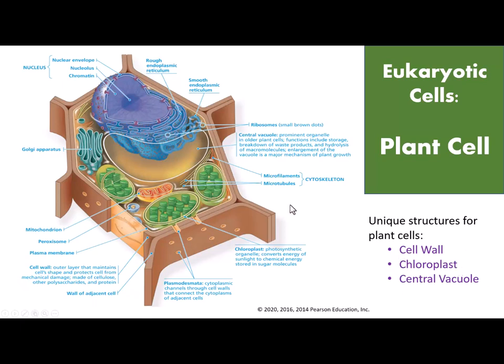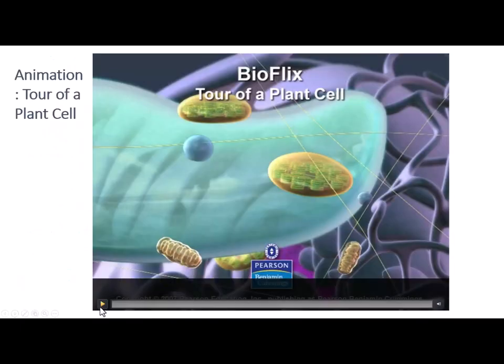But then they do have a lot of similar features with animal cells. The rough endoplasmic reticulum, smooth ER, Golgi, mitochondria. They have the peroxisomes. They have the cytoskeletal elements. So a lot of the same materials as the animal cell.